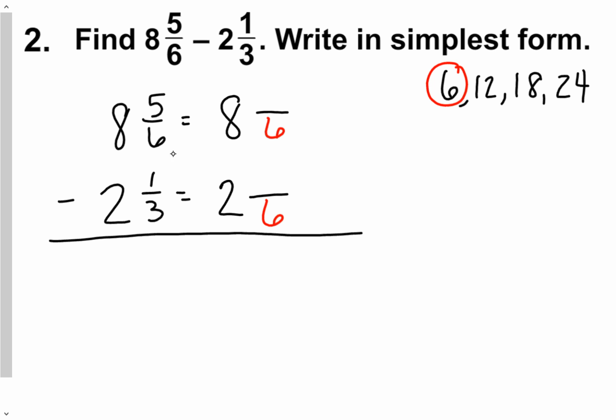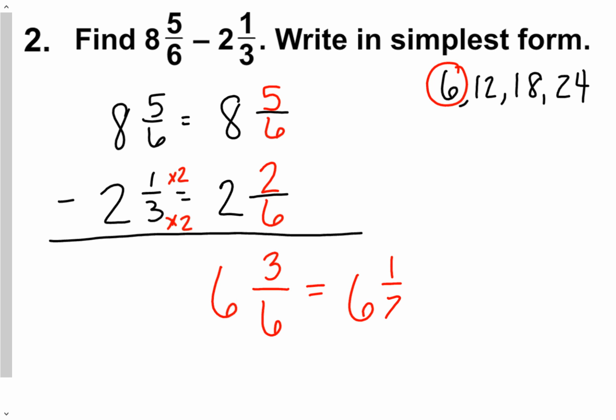I did not change the denominator 6, so I'm not going to change the numerator. And I did change the denominator 3. I multiplied it times 2, so I have to make sure I multiply the numerator times 2. So 1 times 2 is 2. Now I can go ahead and subtract the fractions because they have the same denominator now. So 5 minus 2 is 3, and then 8 minus 2 is 6. Our last step is to make sure that we simplify, and 3/6 can be simplified down to 1/2. So our answer is 6 and 1/2.